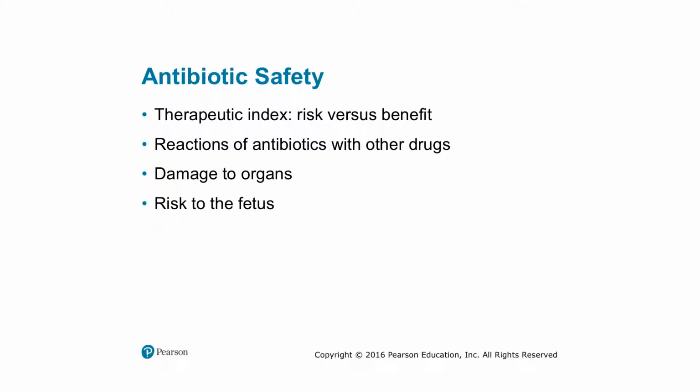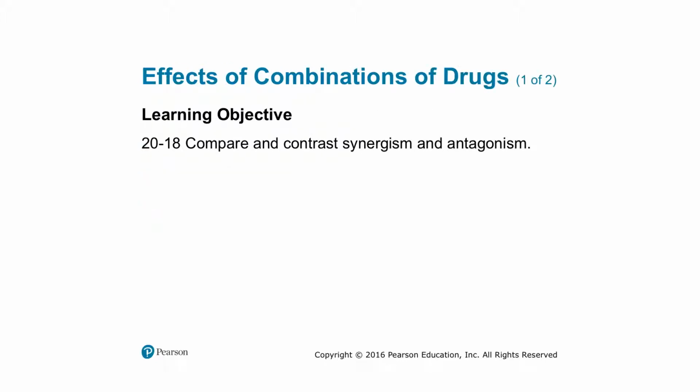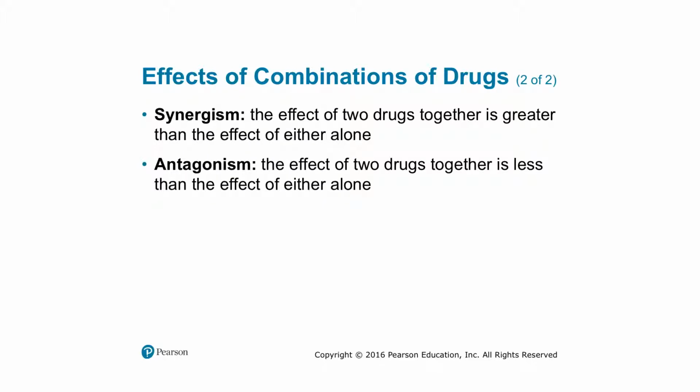Antibiotic safety. Therapeutic index is a risk versus benefit. There are reactions of antibiotics with other drugs, damage to organs, and risks to fetuses. So there's a lot of risks with antibiotics, and it's not one of those things that's clear cut. Some people happen to be allergic to antibiotics and can have huge reactions to them. So next we'll talk about the combinations of drugs. Synergism is when the effect of two drugs together is greater than the effect of either one alone. And antagonism is when the effect of two drugs is less than either one alone.